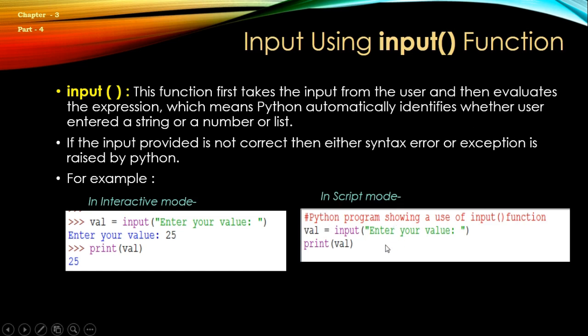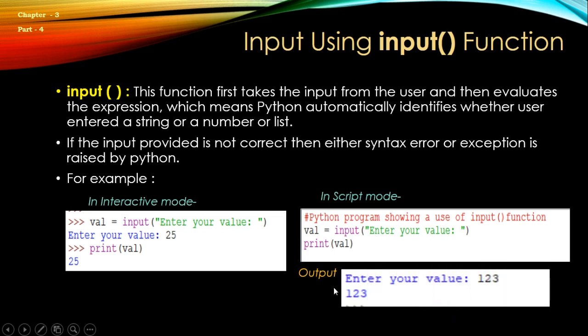In script mode, we'll get the output at the last after writing all the programs. So in script mode, I have written a comment first, Python program showing use of input function. And here, first statement, val equals to input, in brackets, "Enter your value". Then in the second statement, print val. The same thing is there, but the way of writing is different, that is, it is script mode. So all the output we will get at the last. Now let's see the output. When I execute this code, first it will ask me to enter a value. When I enter the value, it will show 123 like this. So I think you got an idea.